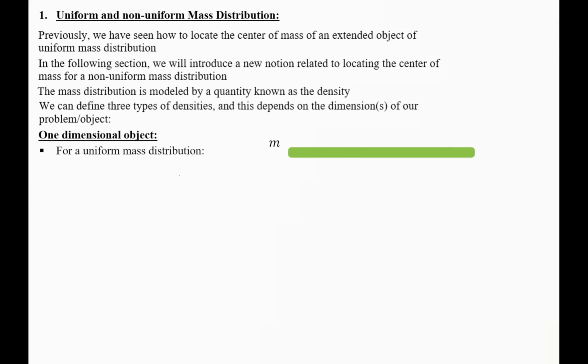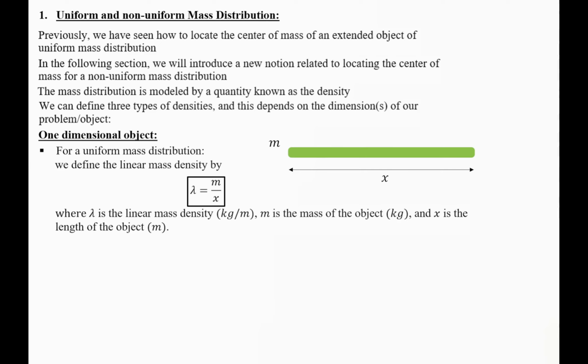Now for a uniform mass distribution, let's say it has a mass m and a length x. Then we define the linear mass density to be lambda, given by m divided by x, where lambda is the linear mass density in kilogram per meter, m is the mass of the object in kilogram, and x is the length of the object in meters. In this case, lambda is constant because the mass distribution is uniform.